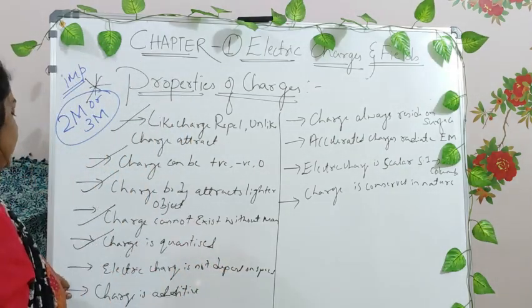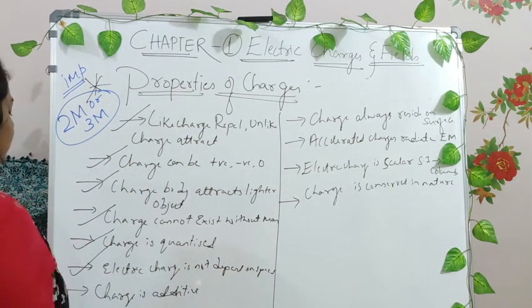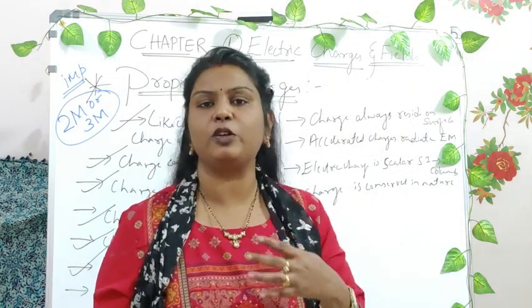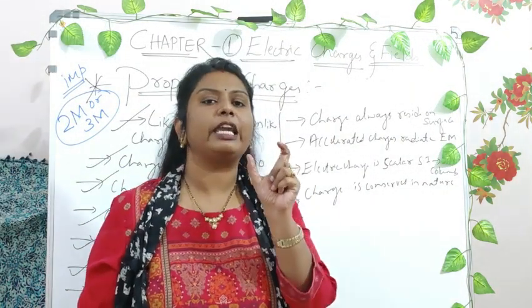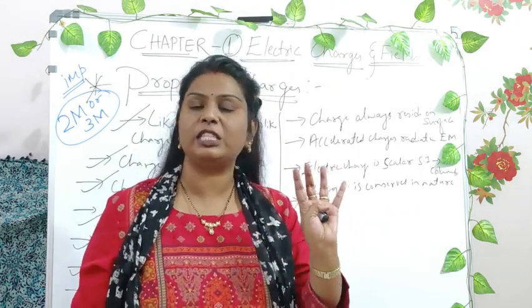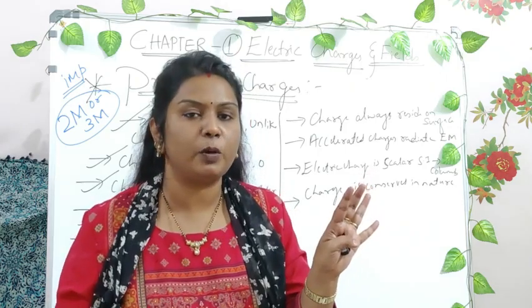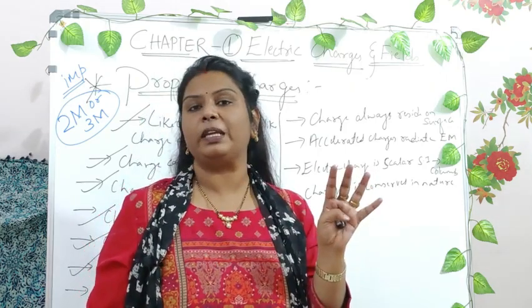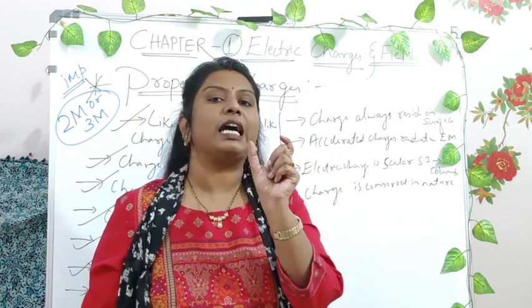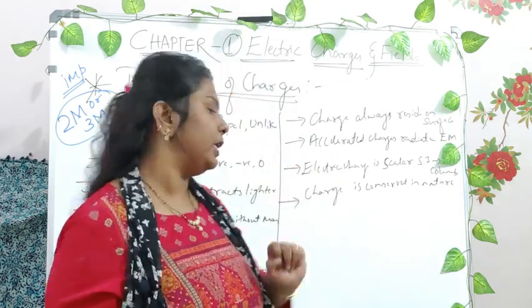The next property is electric charge is not dependent on the speed. Whatever the speed of the object or the body is, the charge is not dependent on the speed, right? Whatever the body is, the charges are not at all dependent on the speed or the acceleration of that particular body, right?